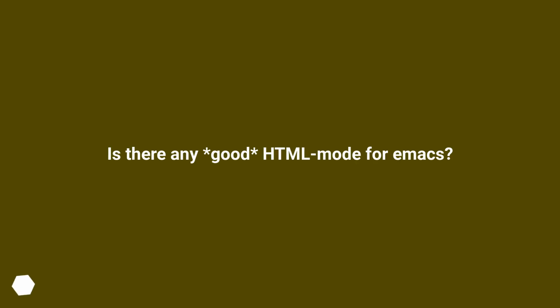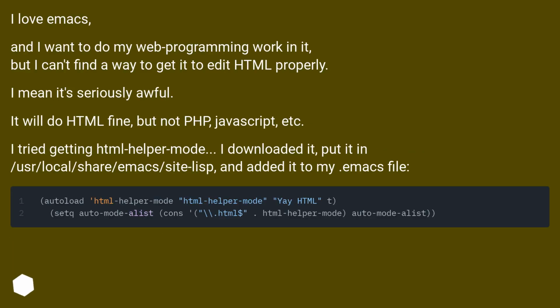Is there any good HTML mode for Emacs? I love Emacs, and I want to do my web programming work in it, but I can't find a way to get it to edit HTML properly. I mean, it's seriously awful. It will do HTML fine, but not PHP, JavaScript, etc.